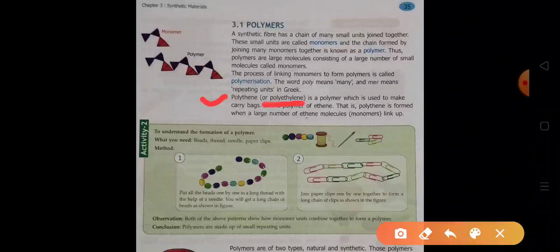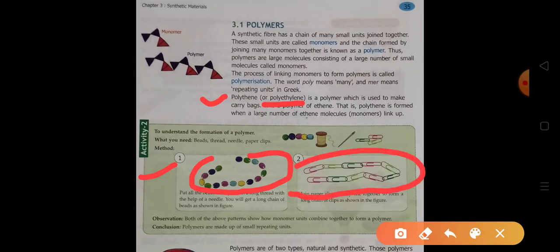We all use polythene. Now see the diagram over here, the activity: beads are there, different beads, joined together to form a long chain, and over here different paper clips are joined with each other to form a long chain. In this way we can understand that one bead is the monomer, and many monomers join together to form the polymer. In the same way, one paper clip is the monomer, and many paper clips join to form the polymer.